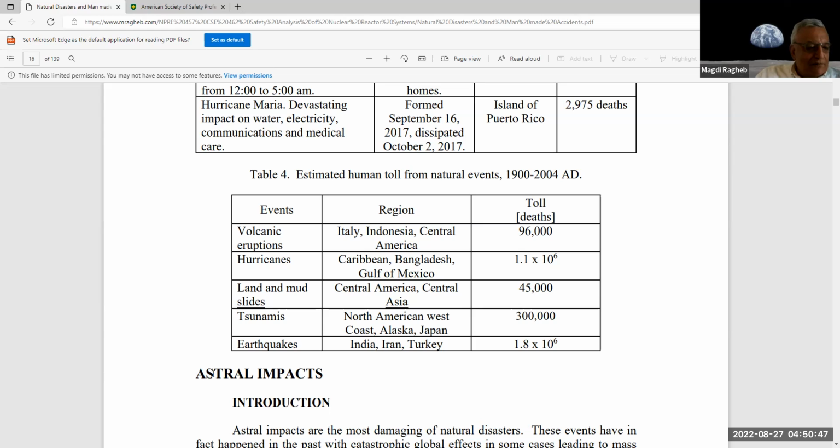So next time we talk about astral impacts. Astral impacts are when an asteroid or a meteor can hit the Earth. We have no control of this and it can cause basically a large extinction, like the dinosaurs died with an event that was an astral event. Astral here again means that it comes from the stars.